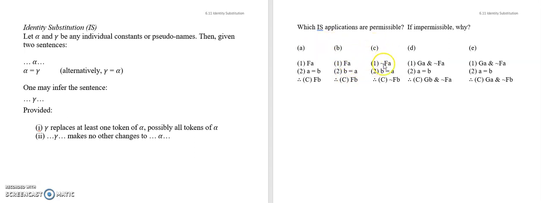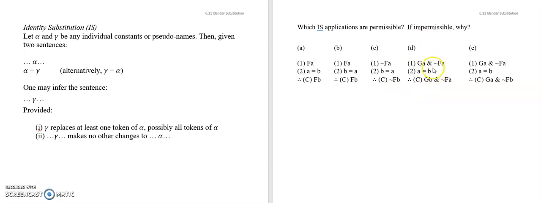All right, let's take a look at C. Is C permissible? Yes, it is. C is absolutely permissible. You can do this. It doesn't matter that there's this negation here. Any sentence involving A, in this case it's not the case that FA, and you have B is identical with A or A is identical with B, you can substitute that B in there to get this expression, and that is absolutely permissible.